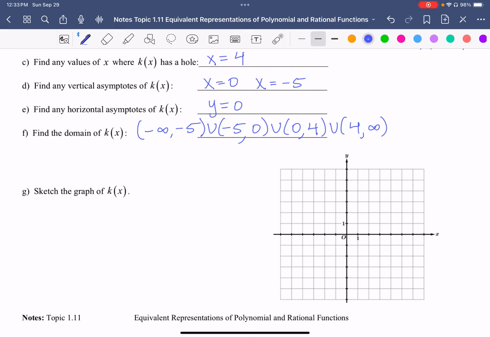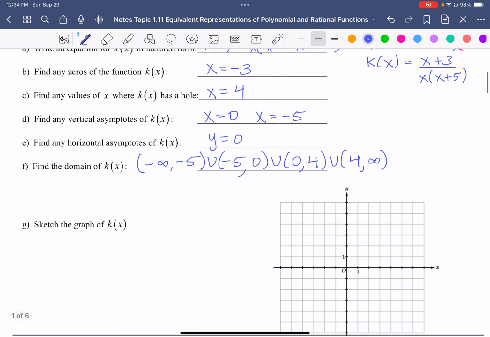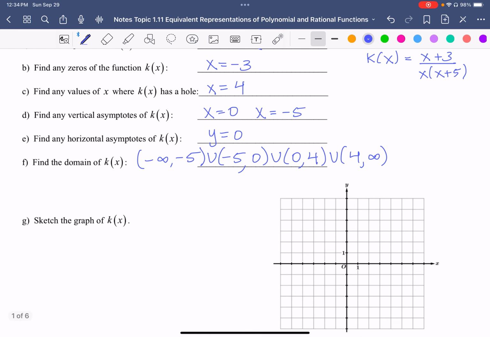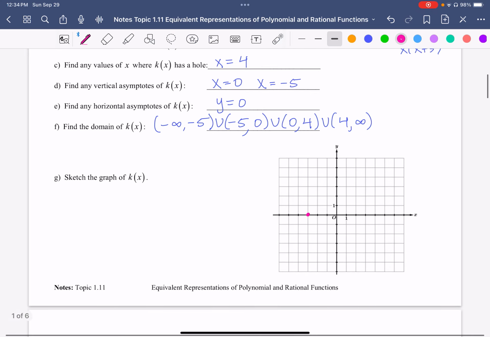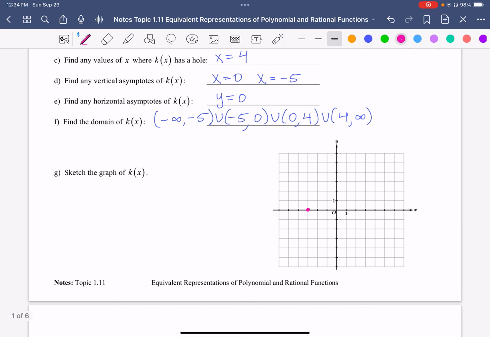Okay, now it says sketch the graph of k of x. So let's start with all the information that we have. I know that there is a zero at x equals negative 3. So what I'm going to do is go to negative 3 on my graph, and I'm going to sketch a zero. Remember, a zero is just an x-intercept. The next thing is a hole at x equals 4.